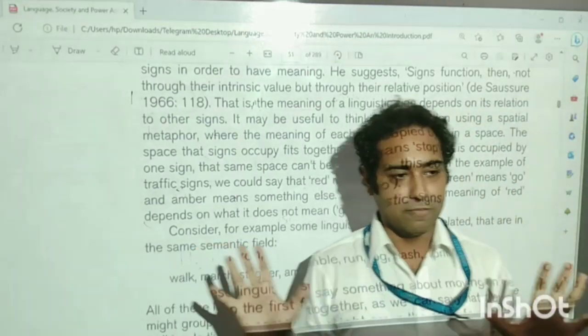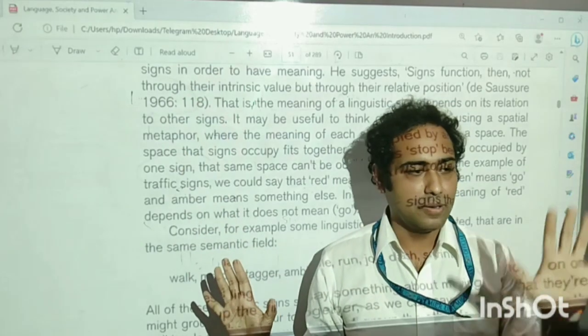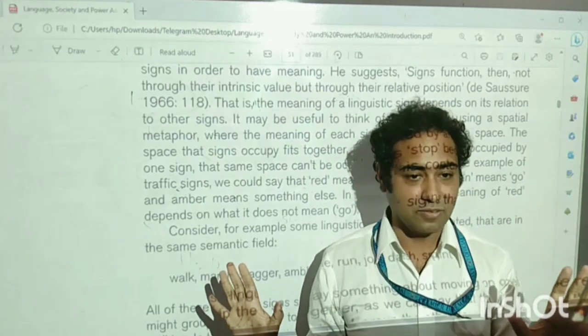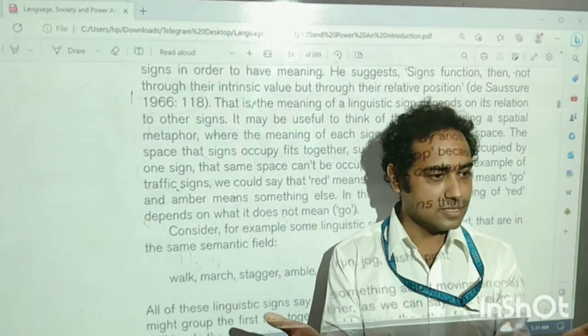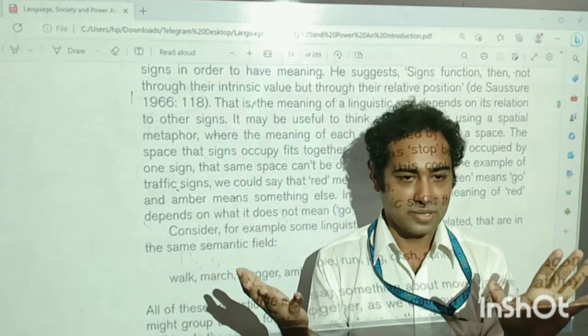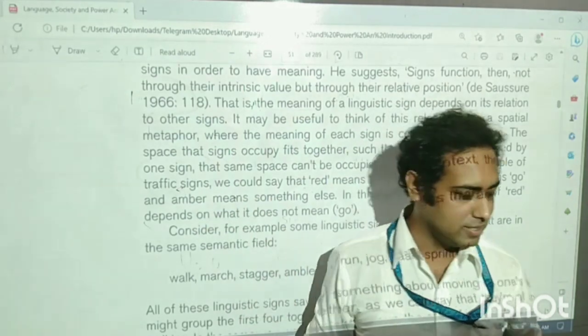There are two types of love. Do you agree? One is spiritual, another is physical love, earthly love, worldly love. Many of you studied English literature, I guess, so you understand worldly love and spiritual love. There are two types of love. So I'm just comparing this because of sign and structure.